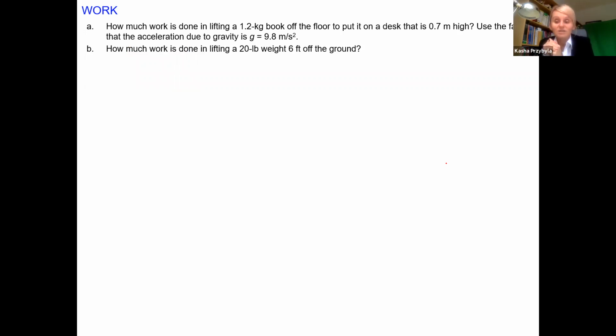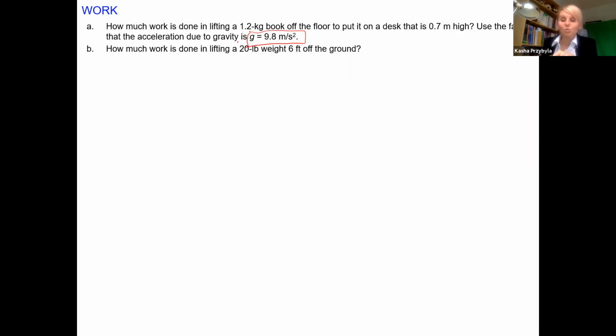How much work is done in lifting a 1.2 kilogram book off the floor to put it on the desk that is 0.7 meters high? Use the fact that the acceleration due to gravity, this is important, is 9.8 meters per second squared. I will probably always provide that number if you need it.